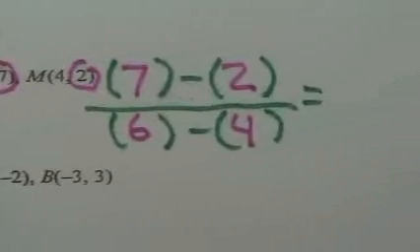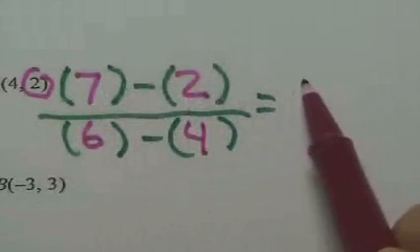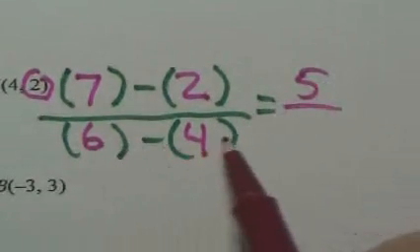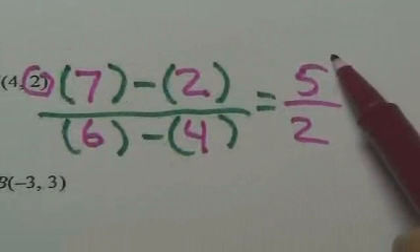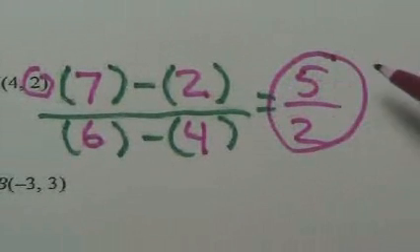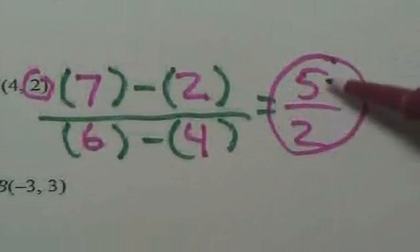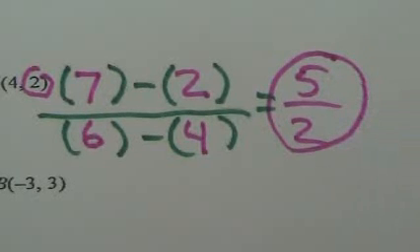Okay, so 7 minus 2 is 5. 6 minus 4 is 2. And that's it. It's 5 over 2. Leave it, don't make it a mixed number. Leave it improper.